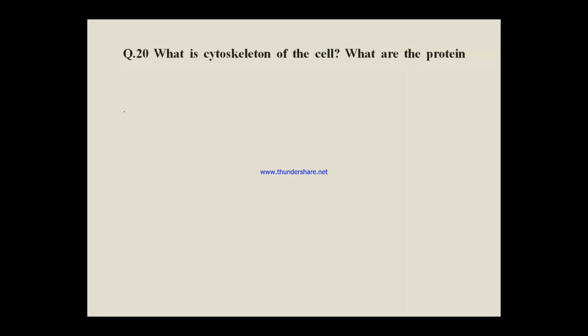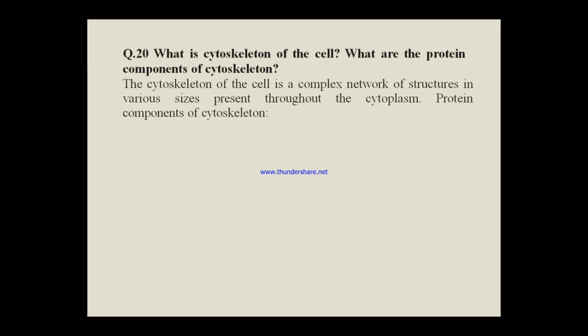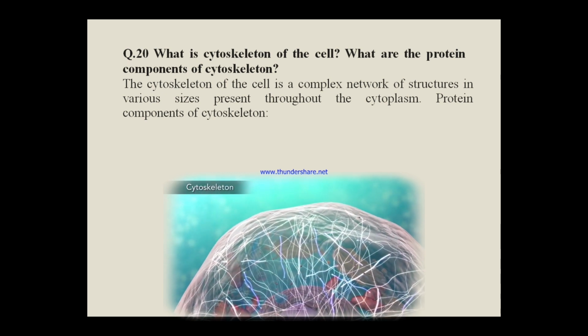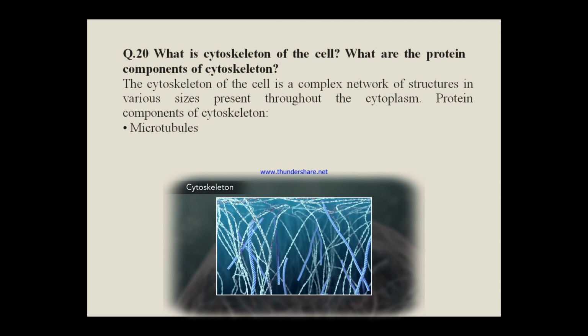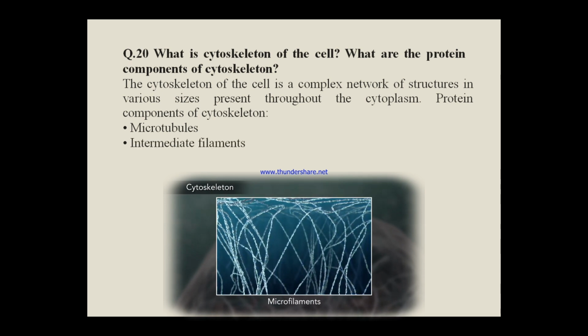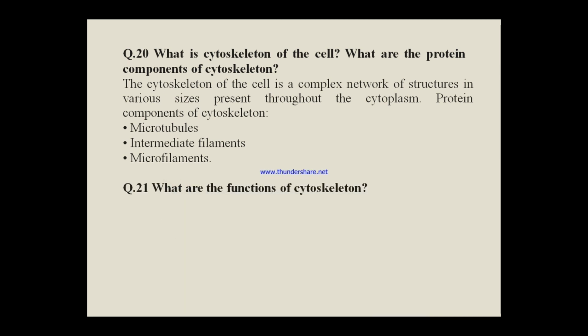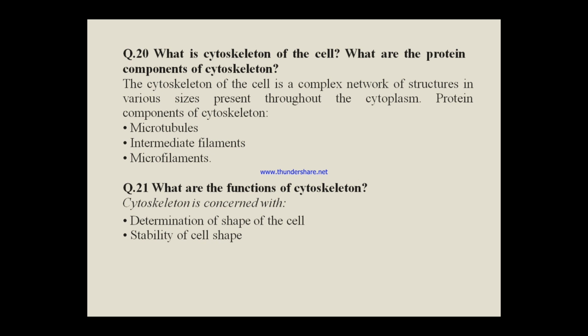What is the cytoskeleton of the cell and what are the protein components of the cytoskeleton? The cytoskeleton of the cell is a complex network of structures in various sizes present throughout the cytoplasm. And the protein components of the cytoskeleton include microtubules, intermediate filaments, and microfilaments. What are the functions of the cytoskeleton? The cytoskeleton is concerned with determination of shape of the cell, stability of the cell shape, and cellular movements.